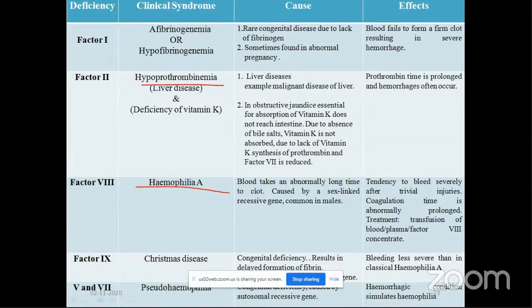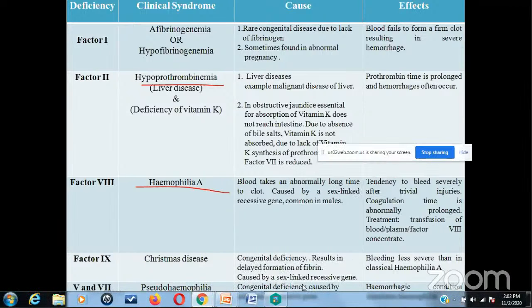Then factor 9 deficiency, of course, it is the anti-hemophilic factor B. Factor 9 deficiency leads to Christmas disease. This is congenital and results in delayed formation of fibrin. The gene for this is present on the sex chromosomes, therefore we say it is a sex-linked gene and it is recessive in nature. But in Christmas disease, the bleeding is not as severe as in classical hemophilia A.